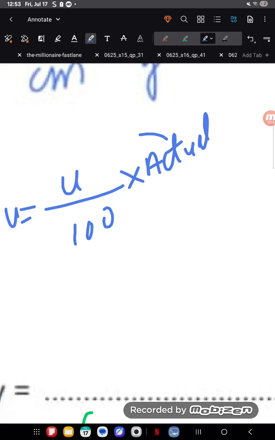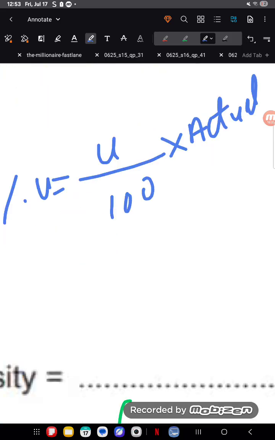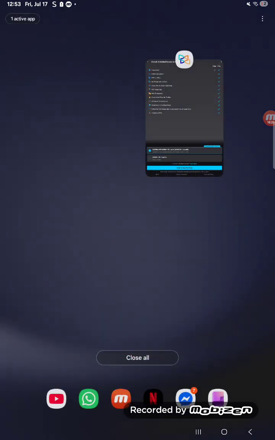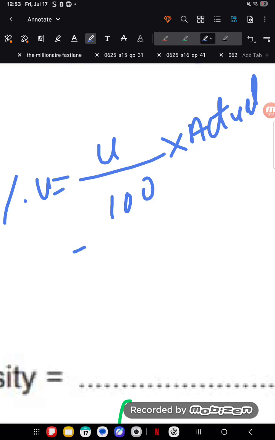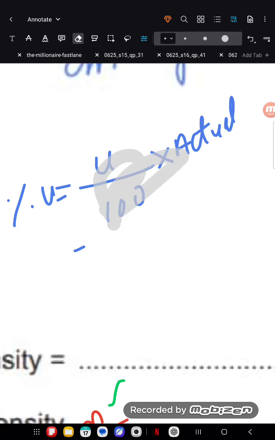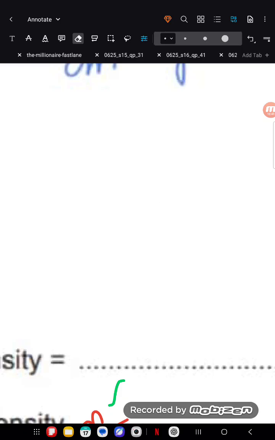This is the only thing you have to remember. Okay, sorry, here, in percentage uncertainty it is multiplied with 100, right? With 100. Sometimes for absolute uncertainty it's divided by 100, but for the percentage uncertainty it is multiplied with 100. This thing only you have to remember, nothing else.